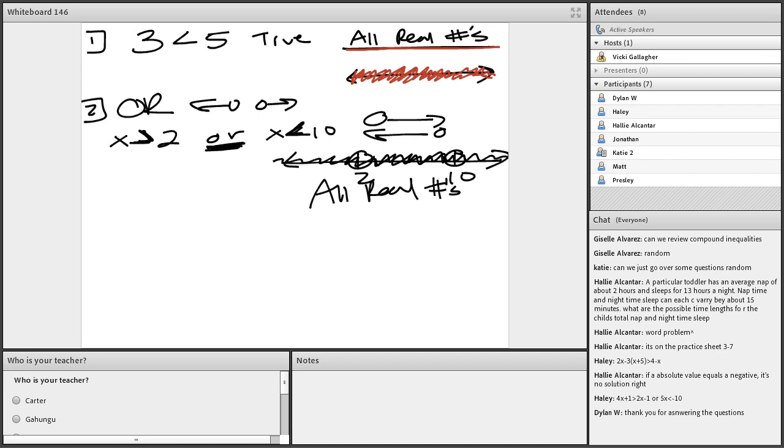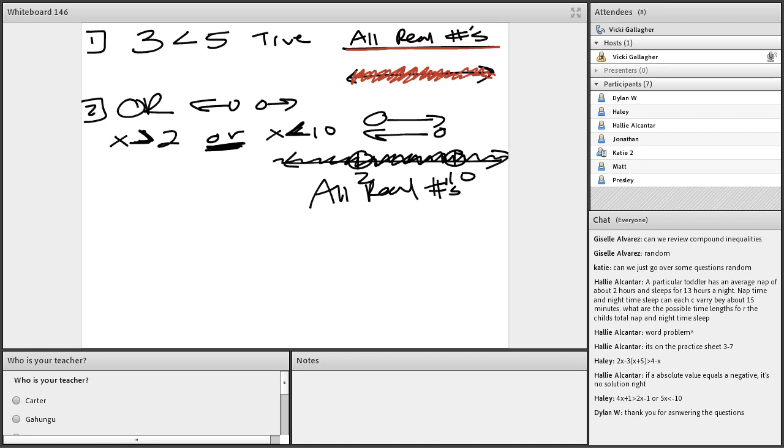Same with the AND problem. If you get an AND problem that looks like an OR, that's a no solution. So if the graph is the opposite of what you think it should be, then that's a special case. So if you're doing an AND that looks like an OR, write no solution. If you're doing an OR that looks like an AND, write all real numbers.